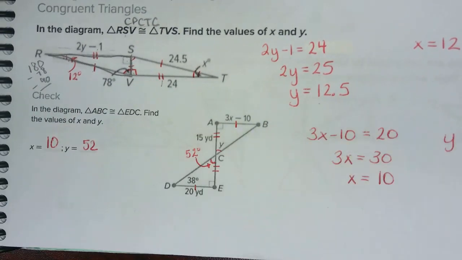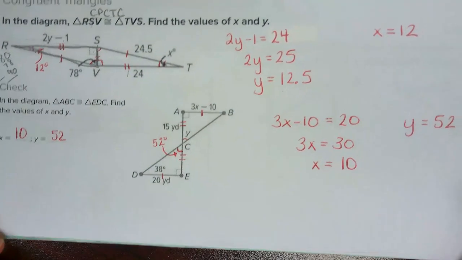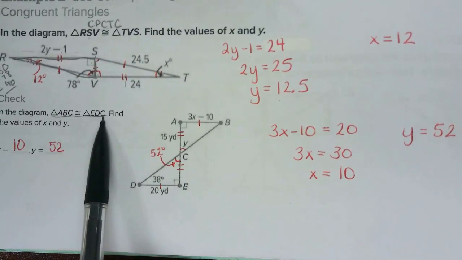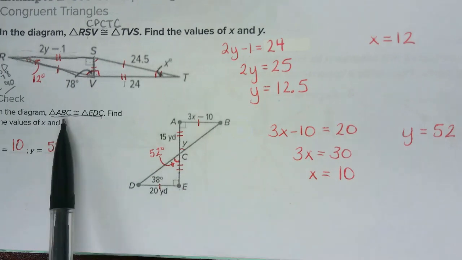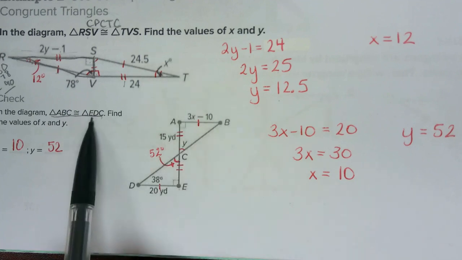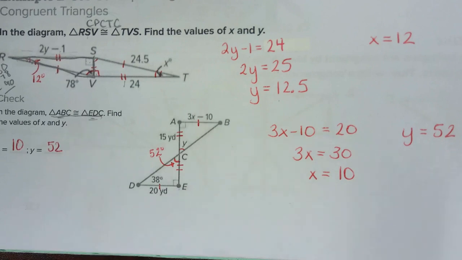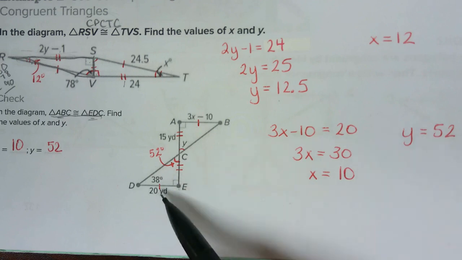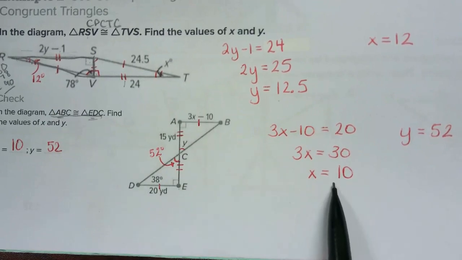So in the check question, here was my setup that I was doing. So I matched up corresponding parts based off of my congruency statement. So I knew that AC had to be congruent to EC, because they were in the first and third positions over here. And then I also knew that DE had to be congruent to AB based off my congruency statement because they're in the first two positions of my congruency statement. So then I set 20 equal to 3x minus 10 because those were the parts that were congruent. And then I solved and I found x equals 10.